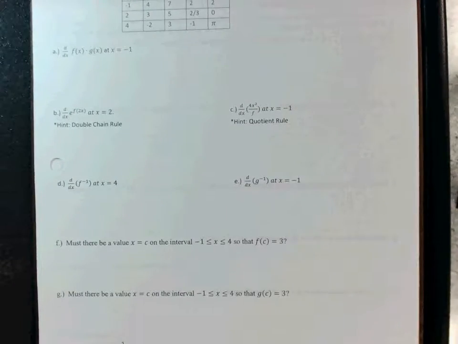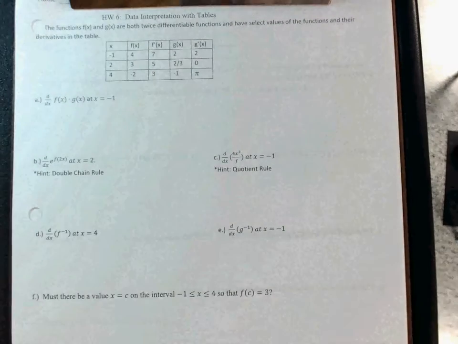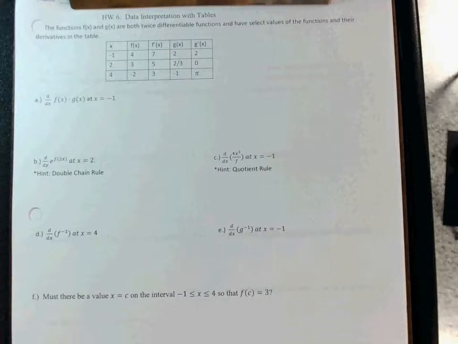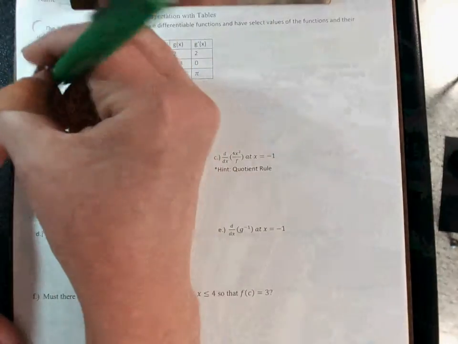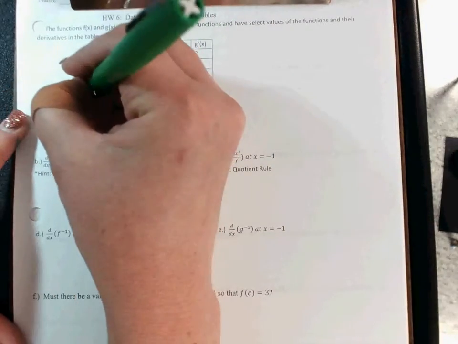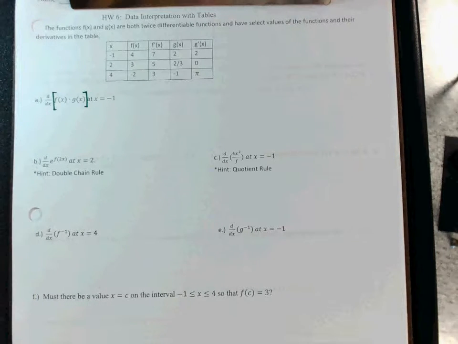Just pick a couple of them for us to do. Let's start with number 1. Okay, kind of easy here. It says the derivative of g times f. You can put brackets around this if you want to, at x equals -1. So we need to take the derivative, then we need to plug that in.